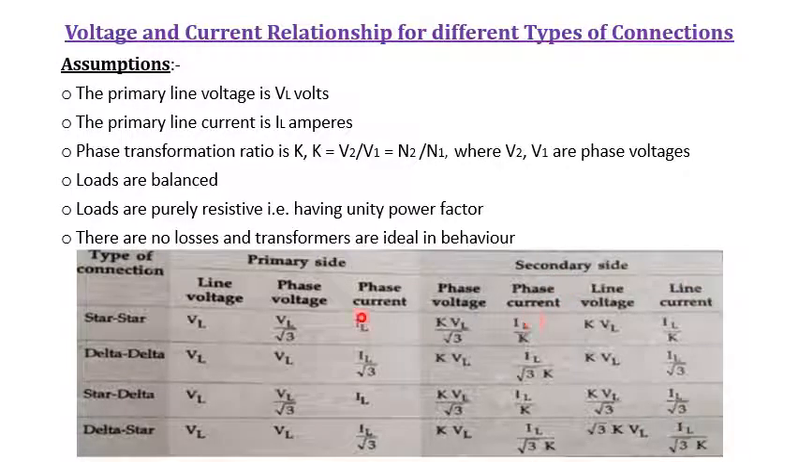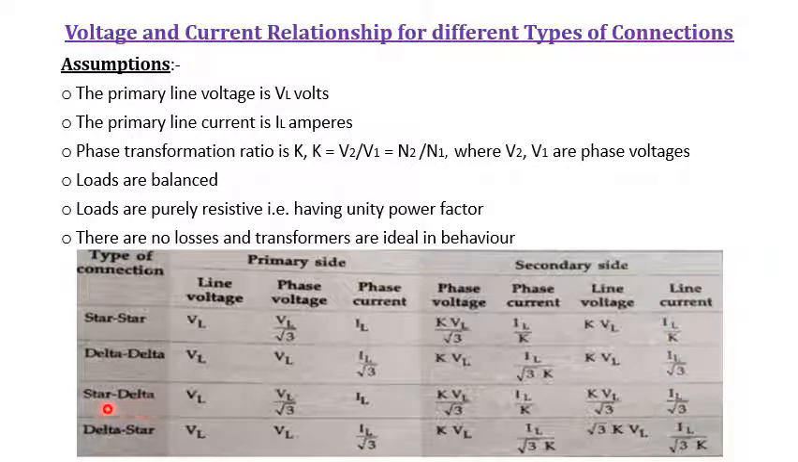So in star fashion, these two currents are again the same, that is line current equals phase current. If you consider the delta to delta configuration, again the line voltage is assumed as V suffix L, the phase voltage is the same, that is VL, then phase current will be IL divided by root 3. On the secondary side, phase voltage will be K times VL, phase current IL divided by root 3 times K. The line voltage and phase voltage are the same in delta configuration, that is K into VL, then line current IL divided by root 3 times K.